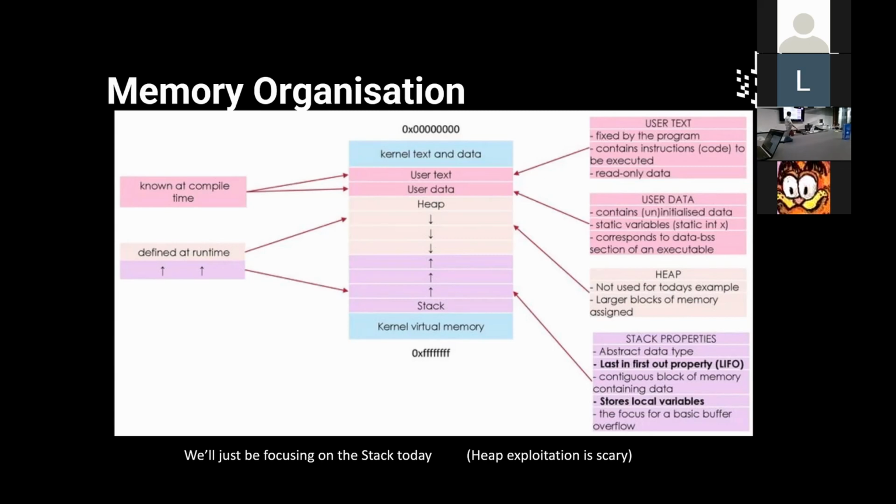Now, the heap is where it gets, I'll say, a little bit scary. The heap is the dynamic memory, and it's when you call functions like malloc, calloc, and other things like that, and also in C++, if you use the new keyword. Generally, if the size of the data you need is only known at runtime rather than compile time, more likely than not, you're going to be using the heap.